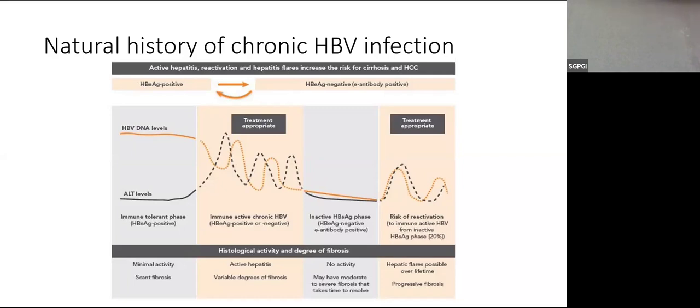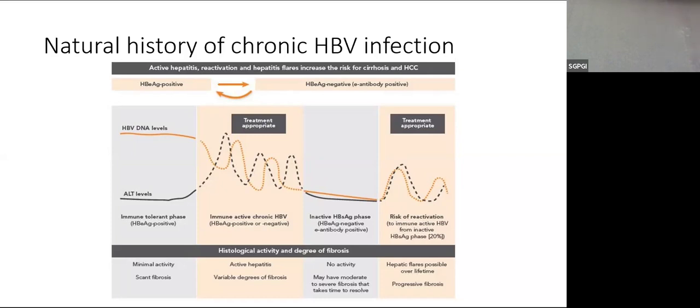And as we see, the HBV DNA level may be high or low in this case, and they will fluctuate. The important thing is the ALT level will be higher in this case, and HBeAg may be positive or negative, because if the immunity is able to control the virus, then HBeAg will become negative, and if the virus is proliferating, then it may be HBeAg positive. This is a stage of active hepatitis, and if we subject the patient to liver biopsy, then a variable degree of fibrosis may be seen.